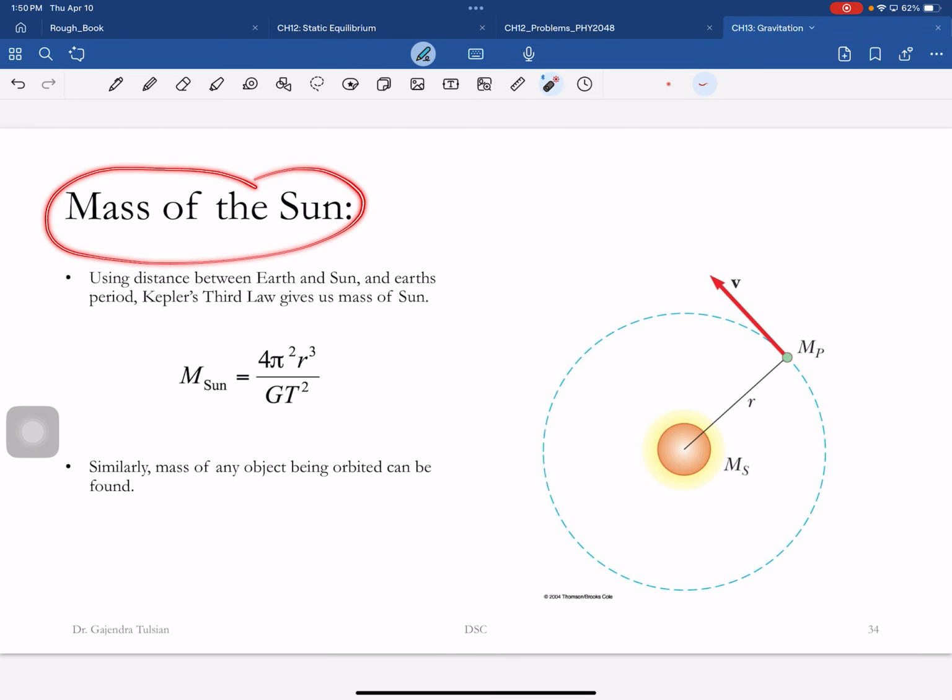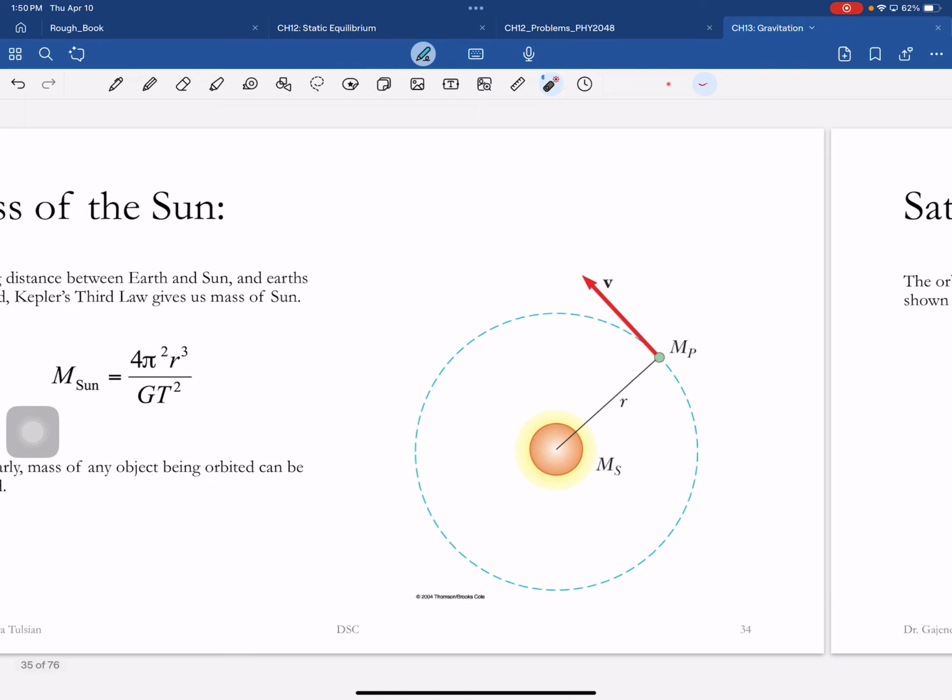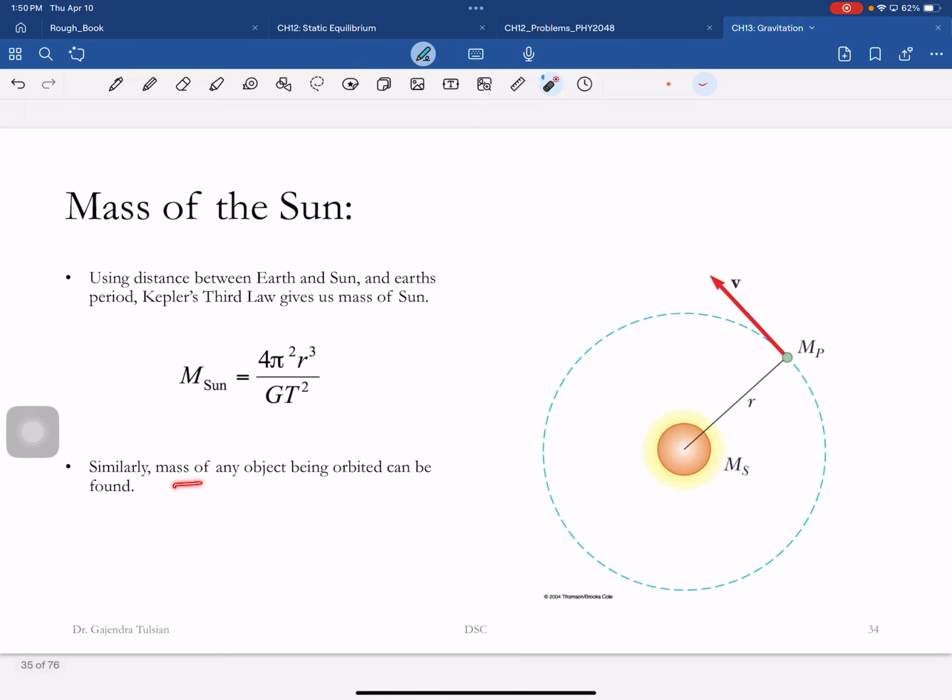Okay, so I've shown you how to calculate the mass of the Sun. You can use the orbital period of the Earth and the orbital radius of the Earth. This is about 93 million miles, 1 year. Again, you have to put it in appropriate units. So the mass of any object being orbited can be found using the orbital radius and the orbital period of the object that's orbiting it.